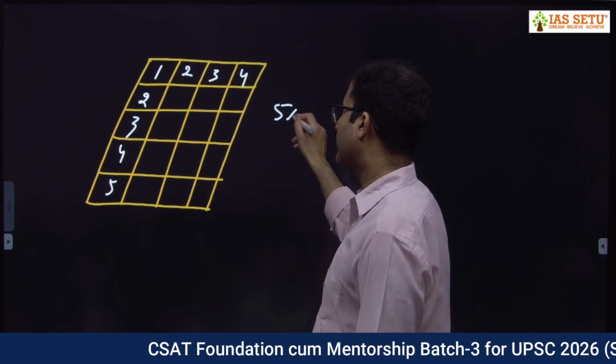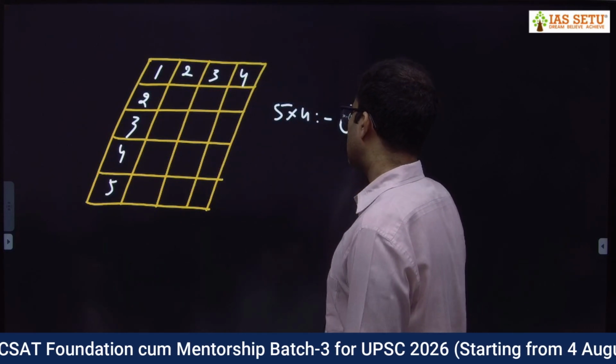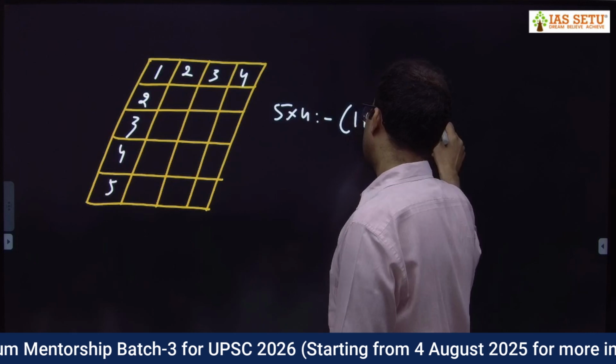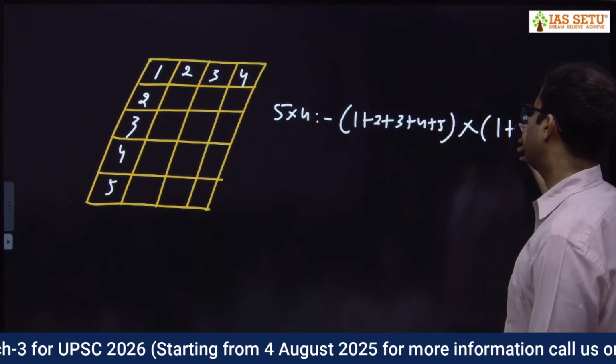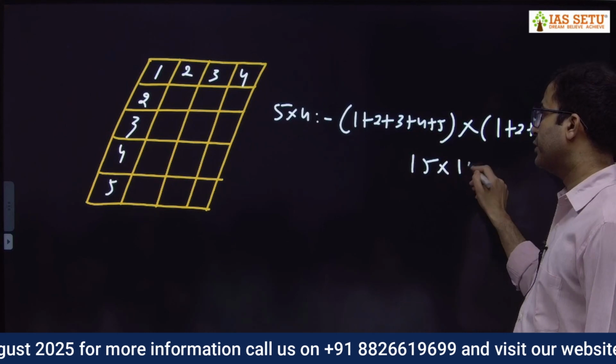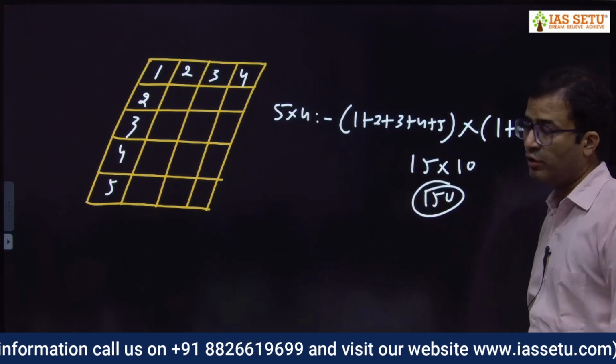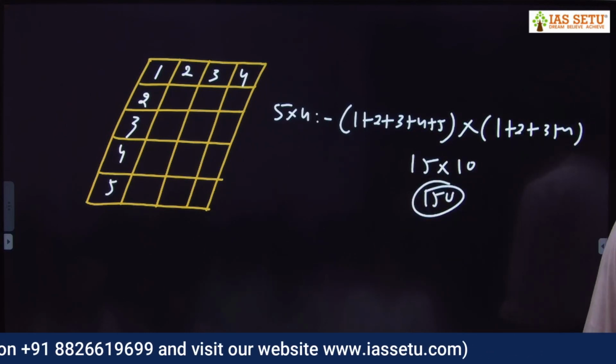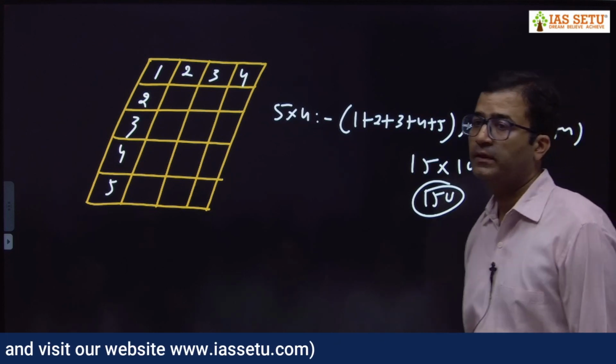This is 5 by 4. Bracket start 1 plus 2 plus 3 plus 4 plus 5, second bracket start 1 plus 2 plus 3 plus 4. So here it is 15 into 10. We get 150. All of you got 150. Any doubt? Now next put heading rhombus.